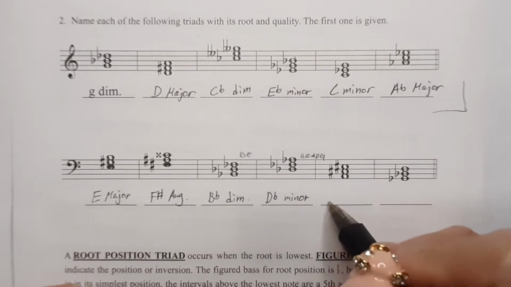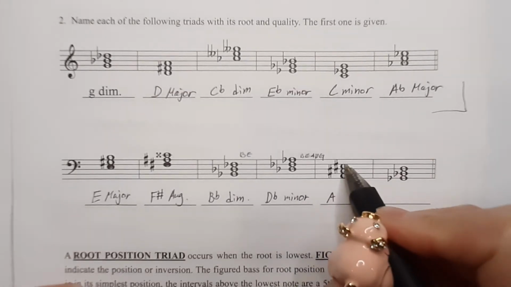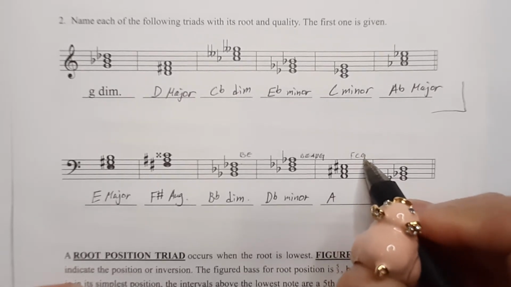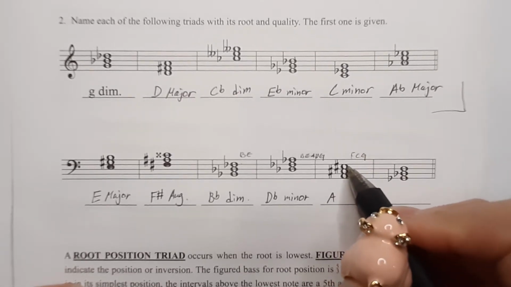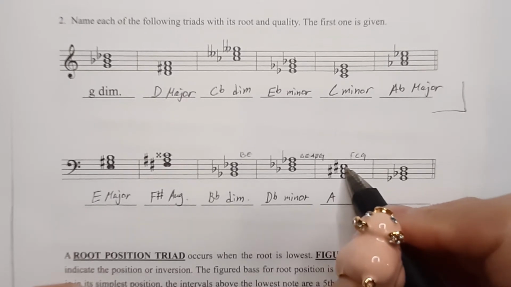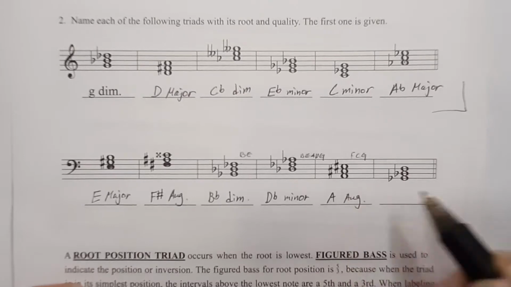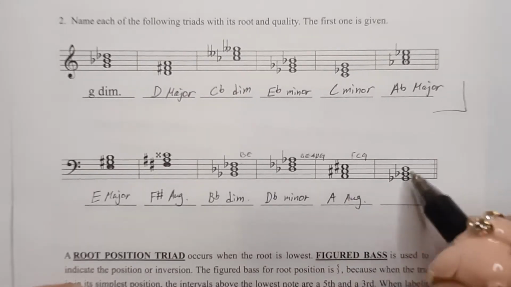Okay, it's A something. There's A, C sharp, and E sharp. In the key of A major, we have F sharp, C sharp, G sharp. C sharp's there, but there's E sharp too. So its fifth is raised again. So what do you call it? Augmented. A augmented.